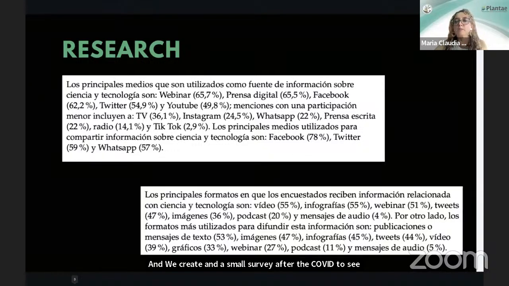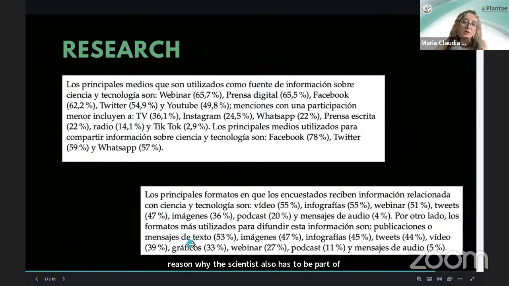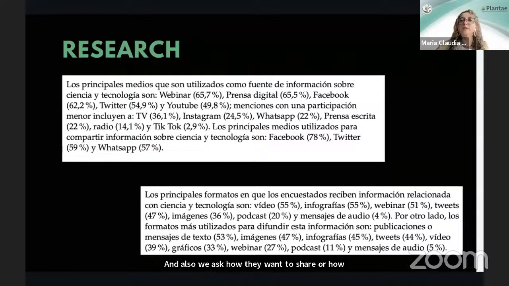And what we found out is that most of the people are getting information from webinars, digital news, Facebook, Twitter, YouTube. And as you can see, social networking is really important, at least in the COVID pandemic, for sharing this data. That is the reason why scientists also have to be part of the social network. And we also asked how they want to receive that information.